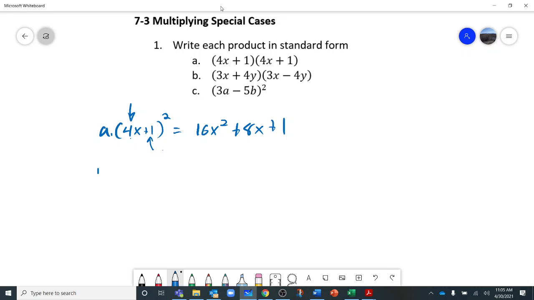Okay, B, similar idea, but because we have a negative right here and a positive right here, one of our terms is actually going to cancel out. So we're going to end up with 9x squared. It would be 3x times negative 4y and 3x times positive 4y. That's just going to cancel out. So we lose our middle term altogether, and then we end up with 9x squared minus 16y squared. This is actually a difference of squares.